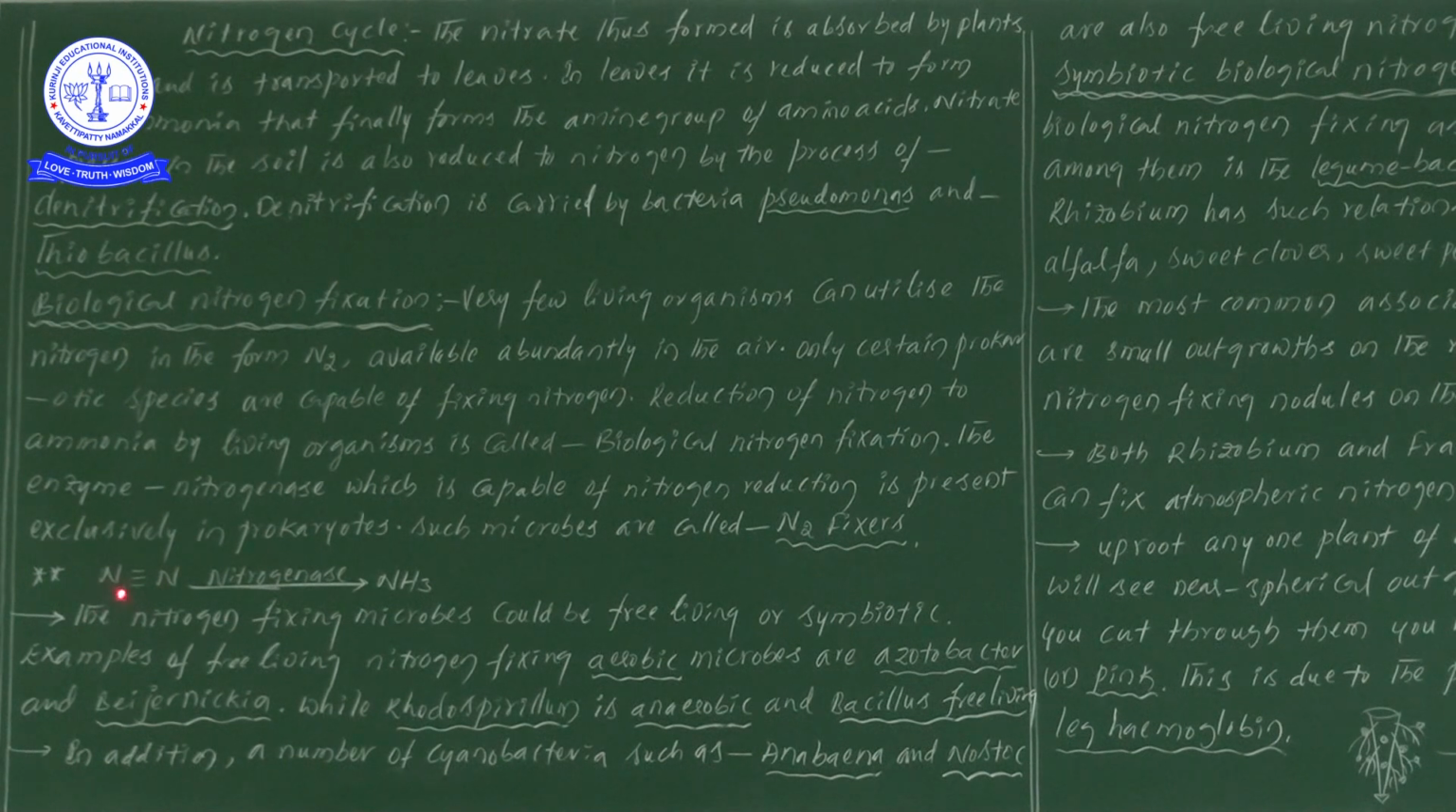Now, N triple bond N. This is the atmospheric form only, no? In the previous video we saw that strong covalent bonds are present, three we see. Now with the help of the nitrogenase enzyme, NH3 formation, which means ammonia formation, is completed.